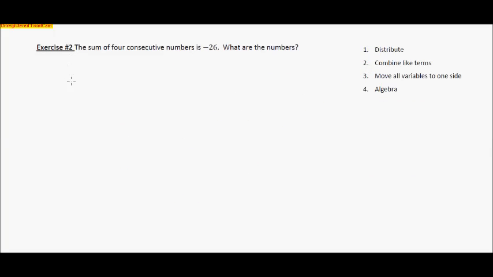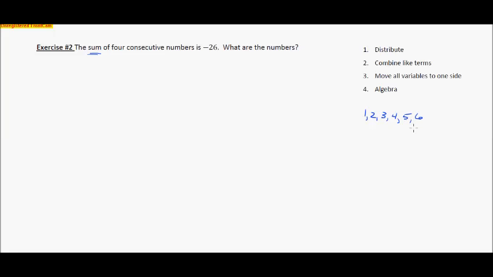Here's exercise number 2. Now this one's a little different. It's still a word problem, so we need to define our variables and create an equation and then solve it and then answer the question. So let's take a look at this one. The sum, so I know I'm going to be adding something, the sum of 4 consecutive numbers. Now remember, we've talked about consecutive numbers before. Consecutive numbers are simply numbers that go in some sort of order. So 1, 2, 3, 4, 5, 6.